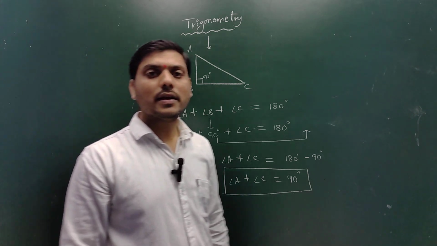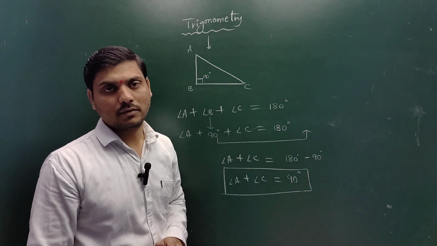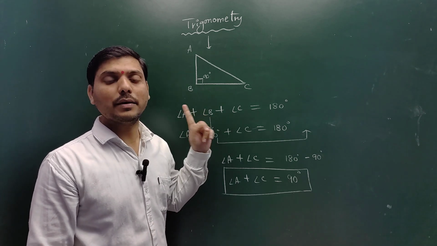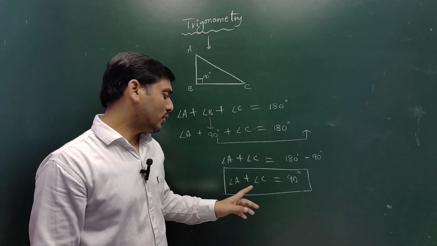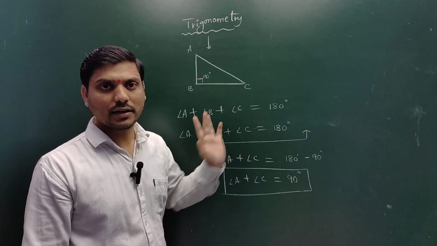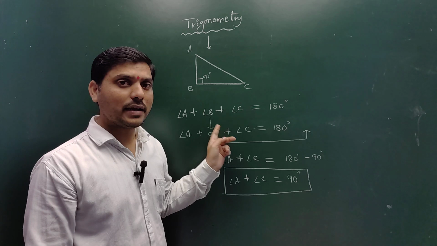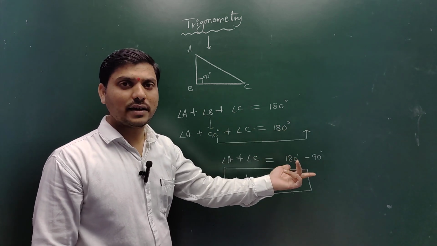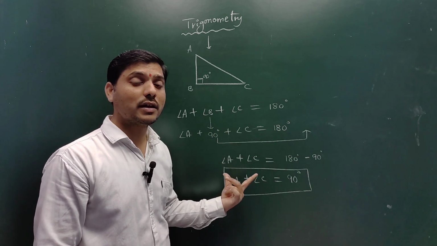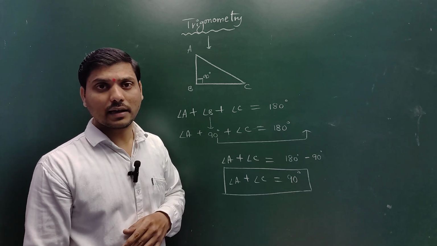In a right angle triangle ABC, with the right angle at vertex B, now angle A plus angle C is equal to 90 degrees. Because the sum of the angles is 180 degrees, and one of the angles, at B, is 90 degrees. That 90 subtracted from 180 gives 90 degrees, which is the sum of the remaining two angles, A and C. Angle A plus angle C.